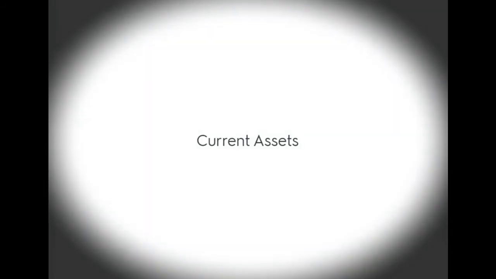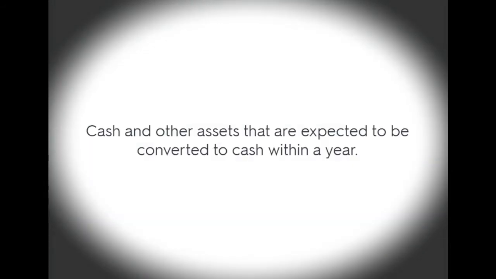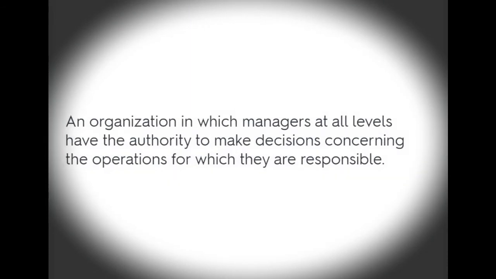Current assets. Cash and other assets that are expected to be converted to cash within a year. Current liabilities. Liabilities expected to be satisfied within a year or the current operating cycle, whichever is longer. Decentralized company. An organization in which managers at all levels have the authority to make decisions concerning the operations for which they are responsible.